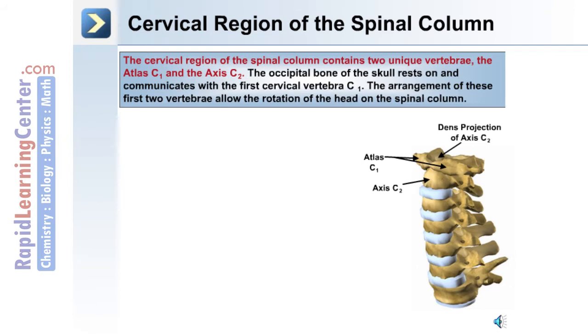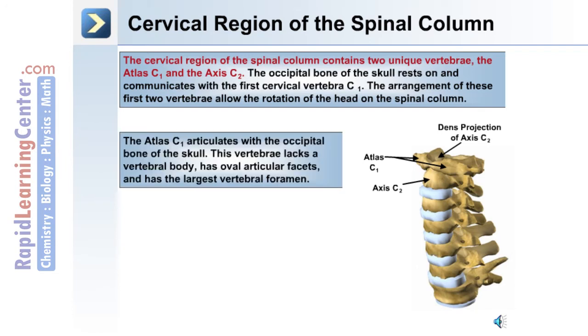The first cervical vertebra, known as the atlas, C1, and the second cervical vertebra, known as the axis, C2. The occipital bone of the skull rests on and communicates with the first cervical vertebra, and the arrangement of these first 2 vertebrae allow for a wide rotation of the head on the spinal column.